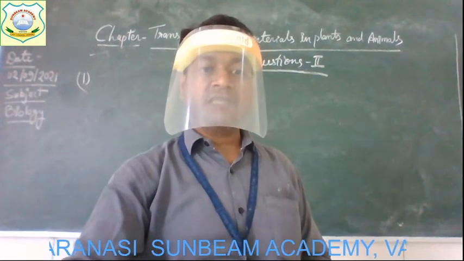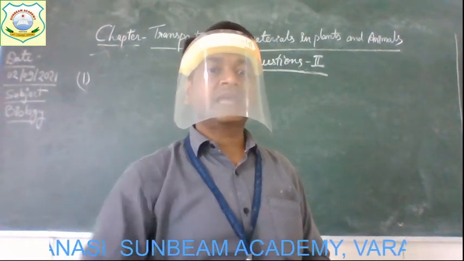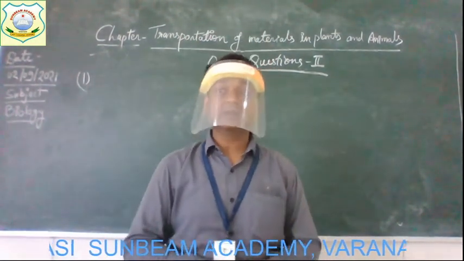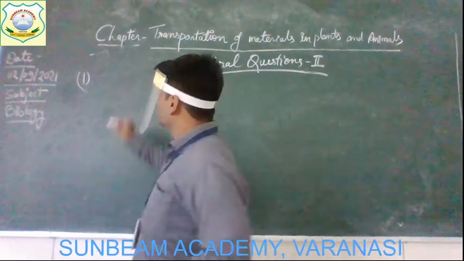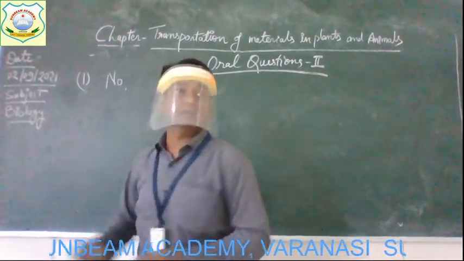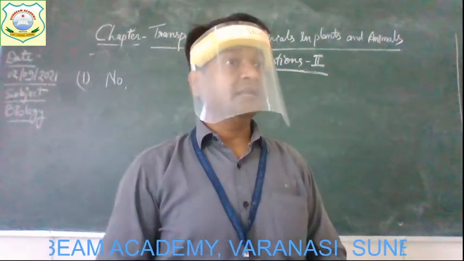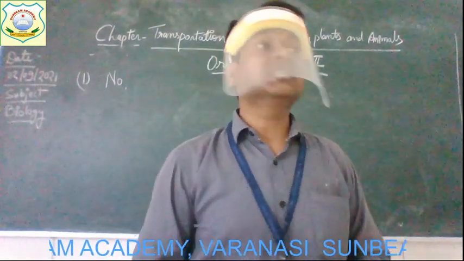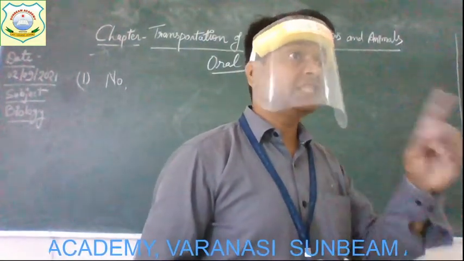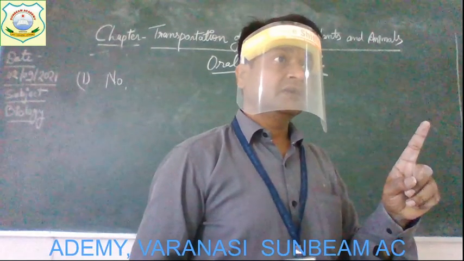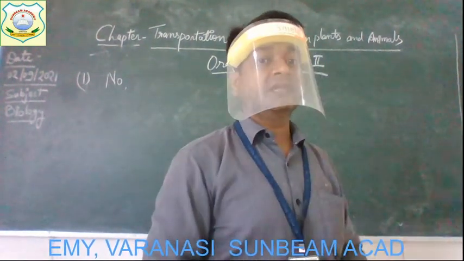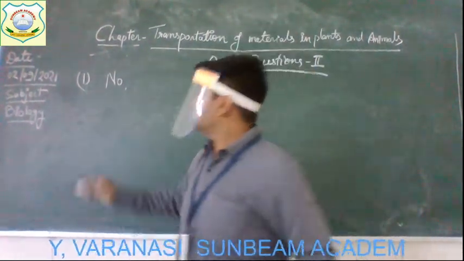A question is there for you. You have to give this answer. Does amoeba have blood? So what can you say? No, amoeba doesn't have blood. Clear? Because it is a unicellular organism. Its body is made up of a single cell. Clear? So it doesn't have blood in the body. Now the second question is there.